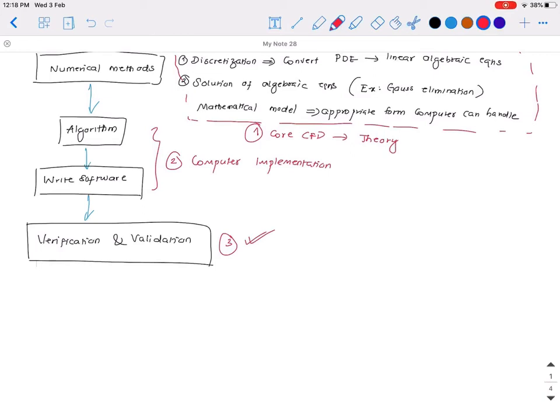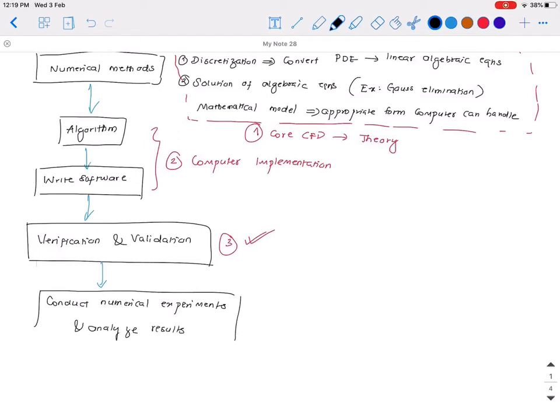Okay, any software that you develop, you need to validate exhaustively with the available experimental results or well accepted computational solutions. Okay, and the next step is to conduct numerical experiments and analyze your results. Okay, so this is the fourth step of any analysis.